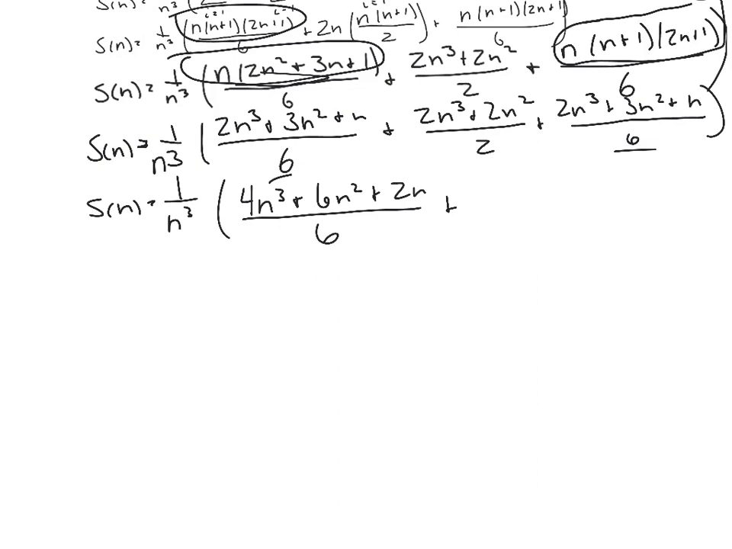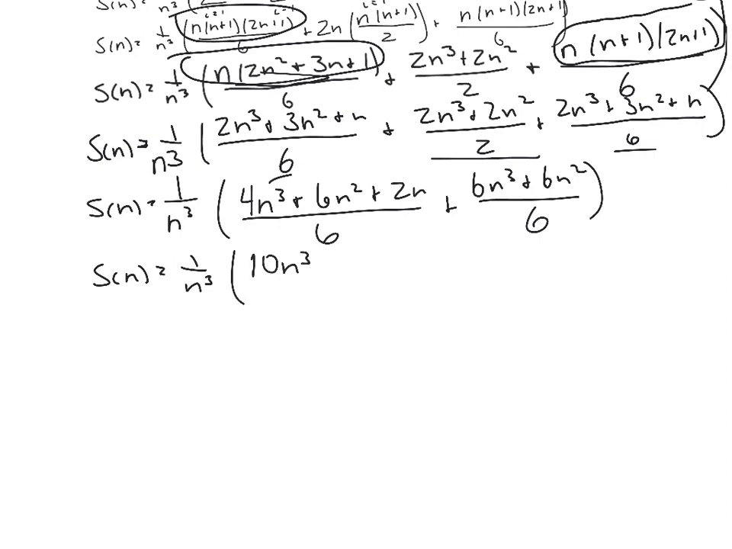and then while I'm at it here, I'm going to make this term right here have a denominator 6, which means I need to multiply the numerator and the denominator by 3. So I'm going to get 6n cubed plus 6n squared over 6. Now I can add those bad guys, and I'm going to get S of n equals 1 over n cubed times 4n cubed plus 6n cubed is 10n cubed. 6n squared plus 6n squared is plus 12n squared plus 2n all over 6.